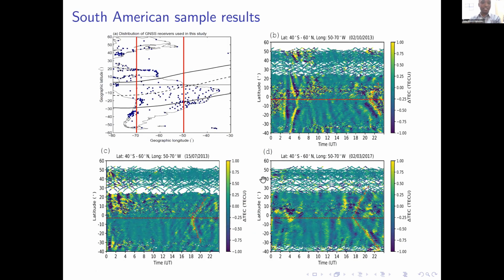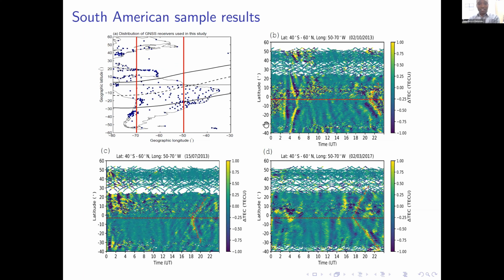So this is over the American region, American sector, and the red lines are showing the region which we have covered. So that is between 50 to 70 degrees west. This is a 20 degrees longitude sector. And then the rest of the examples. So let's focus on, for example, B.